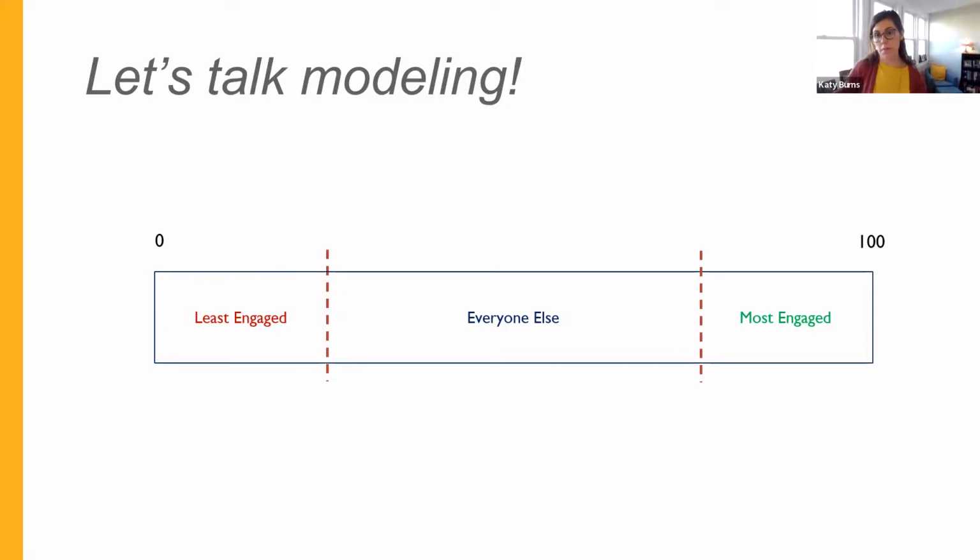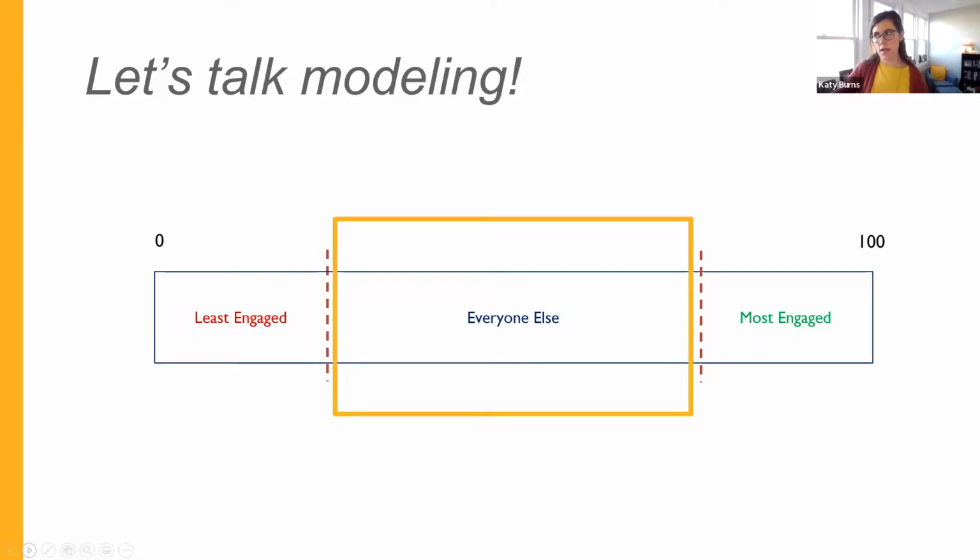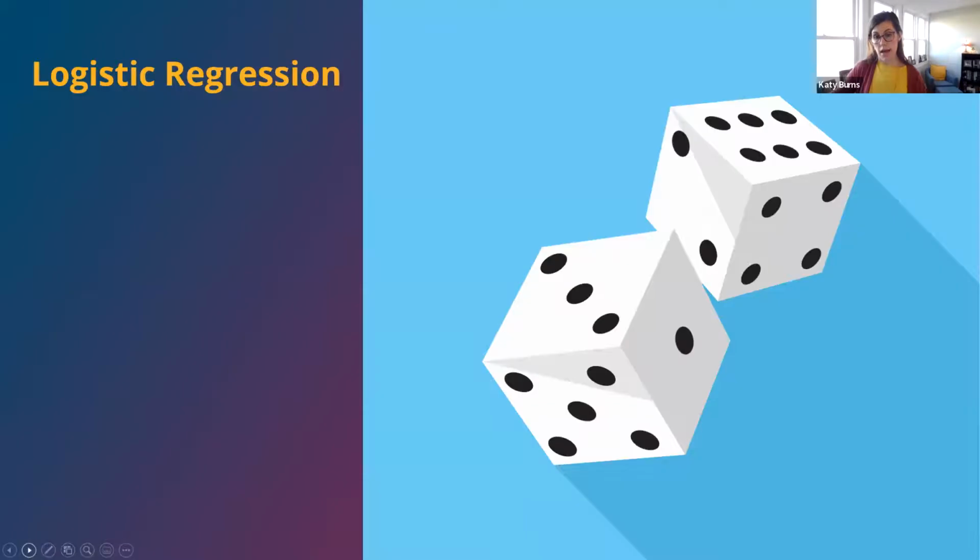So a lot of us are probably familiar with simple scoring methods that address those in the margins, members who are most engaged, members who are least engaged. But one of the shortcomings of just a simple scoring is that it leaves this group of everyone else kind of out. They don't get a lot of attention. So something like logistic regression or a predictive model can help assess the risk for all members, not just those in the margins. And to dig into that, I'm going to walk you through logistic regression. Let's do that within the context of our problem.